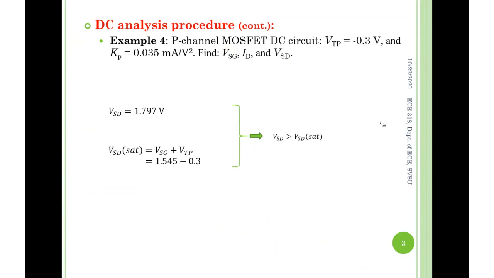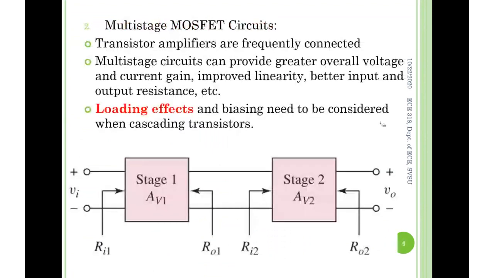Any questions regarding DC analysis? Basically, the 4 examples covered, I believe, every detail that could possibly happen in the exam. If you have caught all of them, then you should be okay. All right, if no questions, we can move on.